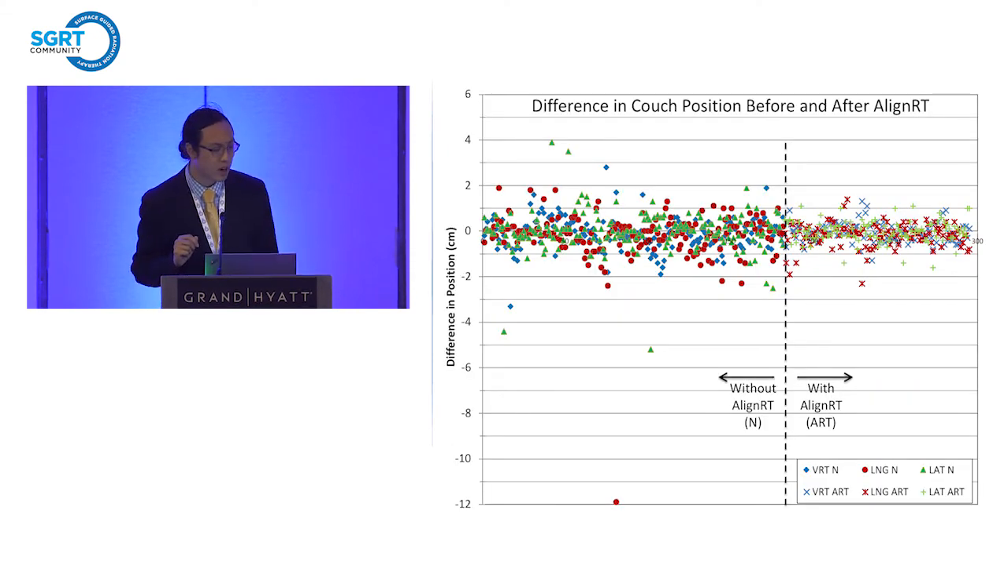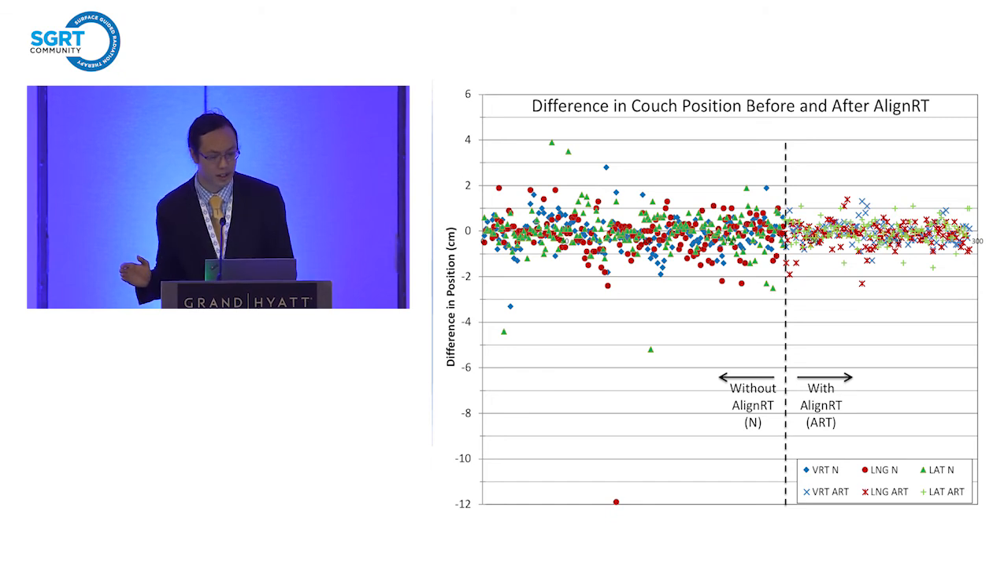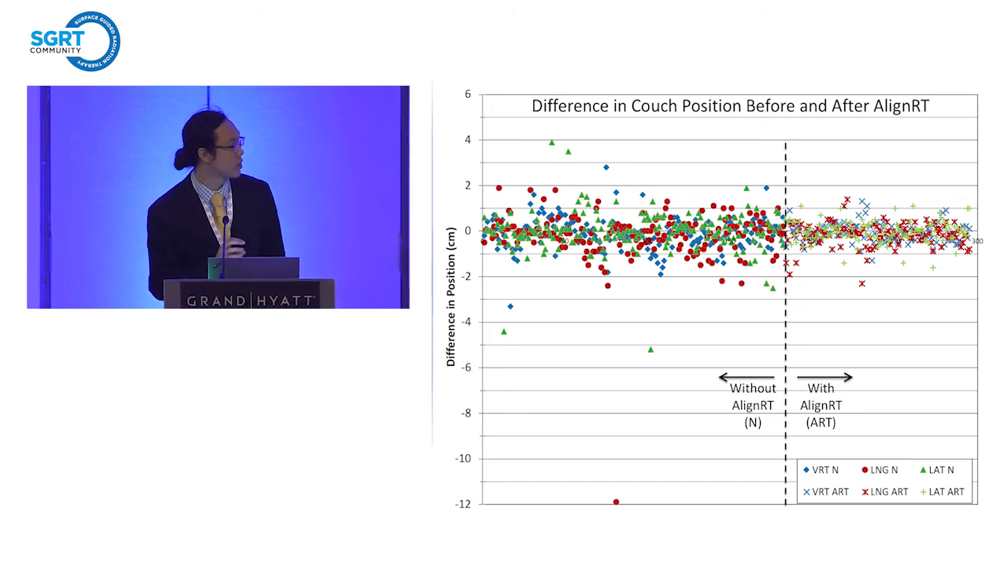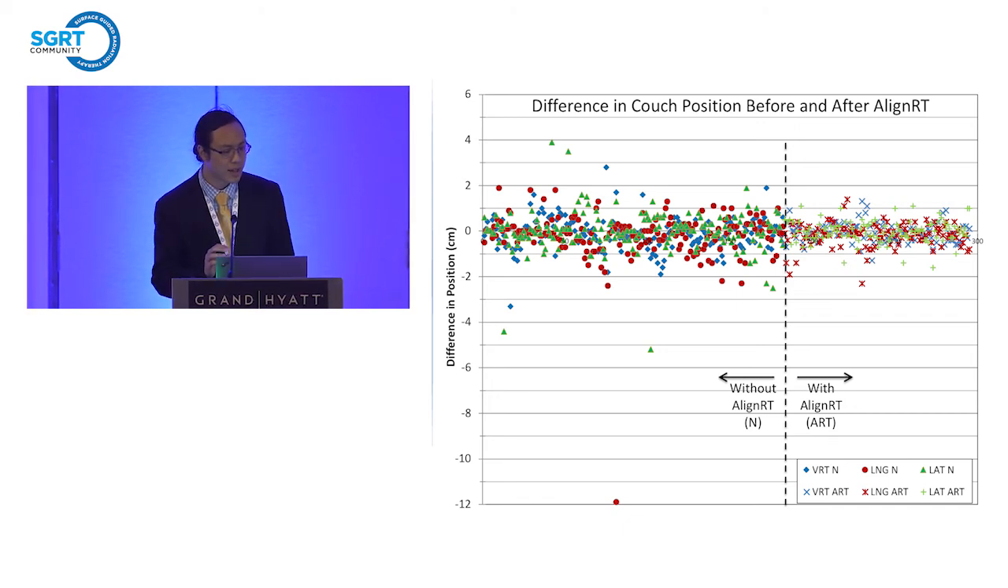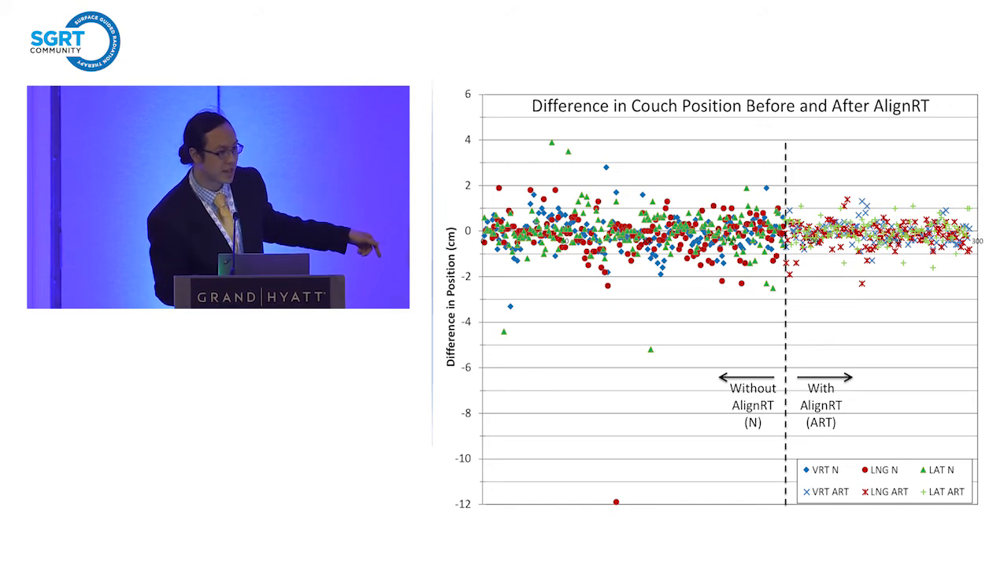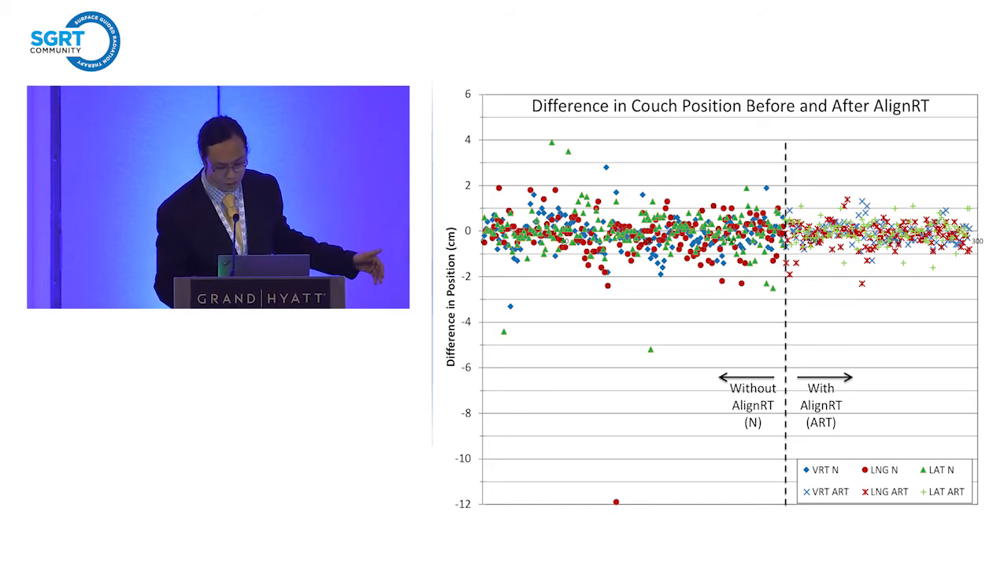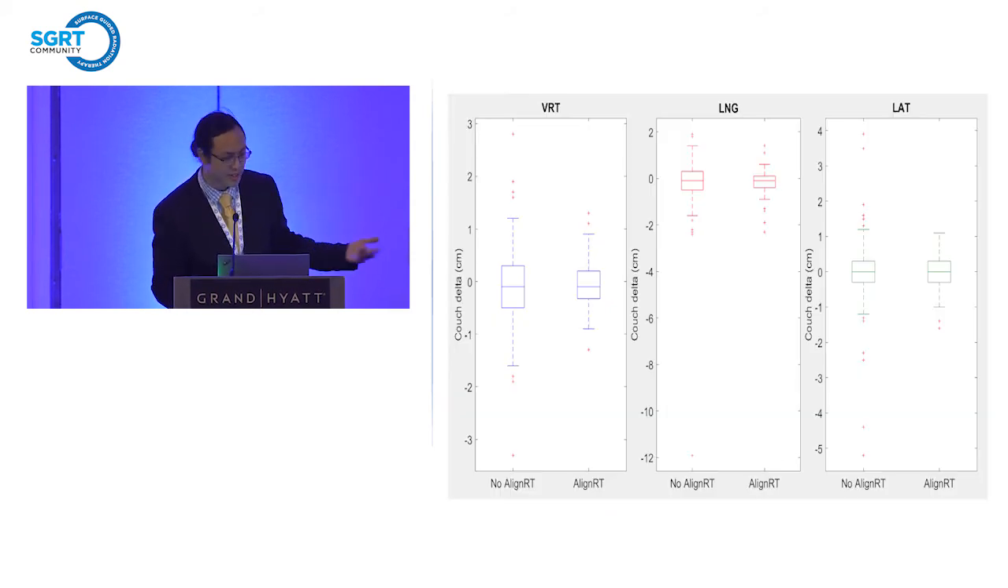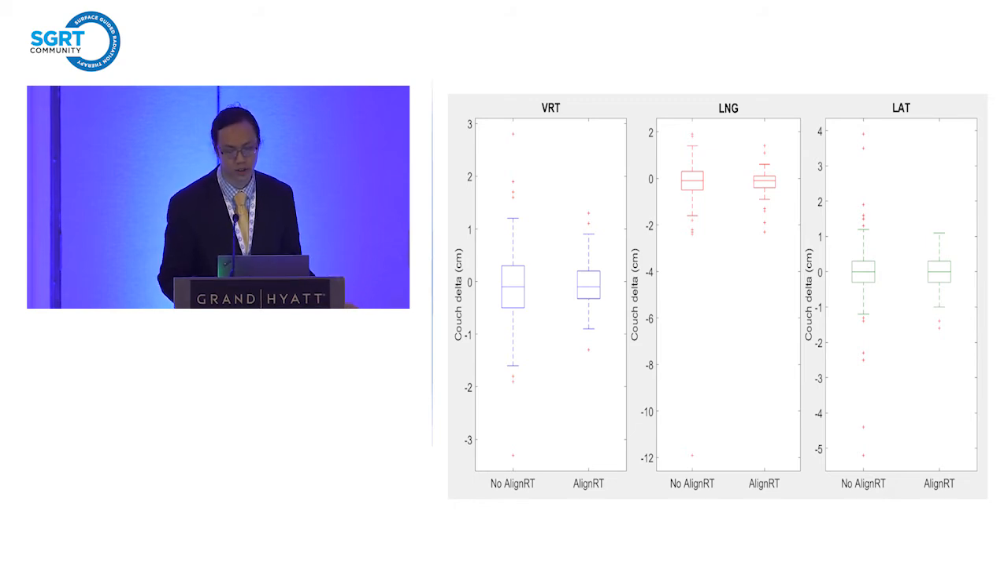This graph displays all of those translations with the dashed line separating the time point before AlignRT on the left and after AlignRT on the right. And what you can kind of see here is that the distribution of our results is much tighter when we include AlignRT, and also we get much fewer outliers. So in the pre-AlignRT phase, we see gigantic shifts in occasional cases, and I'm going to go into a bit more detail with that. But you can see these box plots essentially show the same thing. In the vert and the long, at least, the distribution of our translational differences is much tighter when we have AlignRT implemented into our workflow.